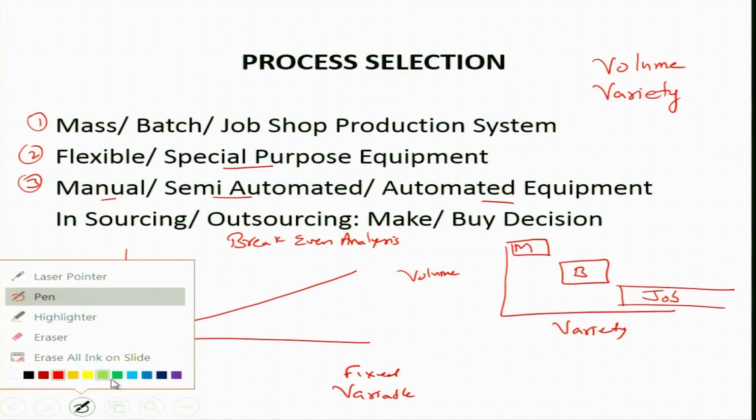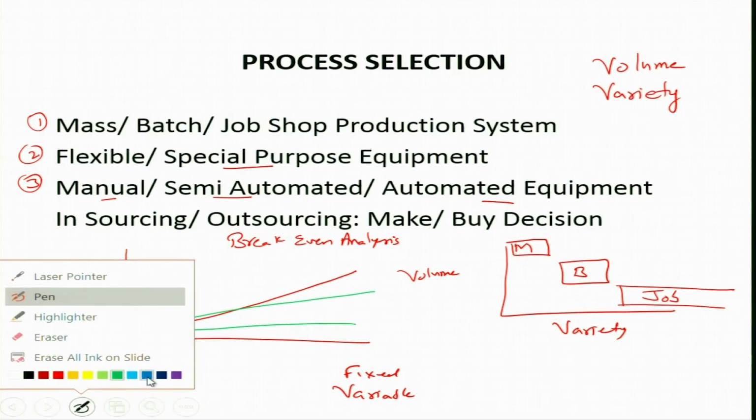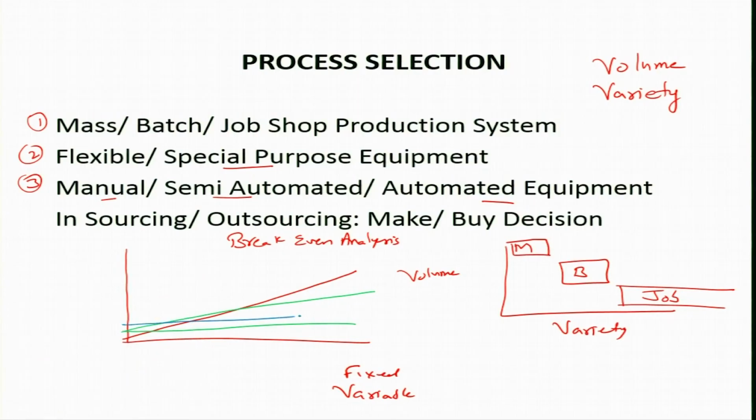Let me change the color. In case of automated, there is some fixed cost, but the variable cost is less. In case of fully automated, the fixed cost is high, but the variable cost is even less. So we are getting 3 points here. If the quantity is lesser than Q1, I should go for the manual process. If the quantity is between Q1 and Q2, I should go for semi-automatic. If the quantity is between Q2 and Q3, I can go for fully automated processes.